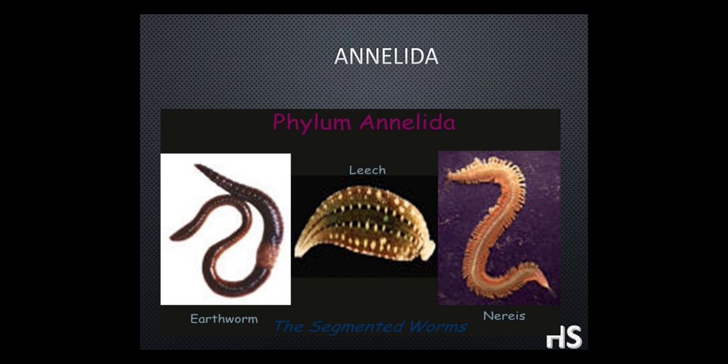In today's lecture we are going to start with the next phylum, that is the fifth phylum, that is Annelida. So first we will understand what you mean by Annelida. Annelida means ring like structures. Why is it known as the ring like structures?